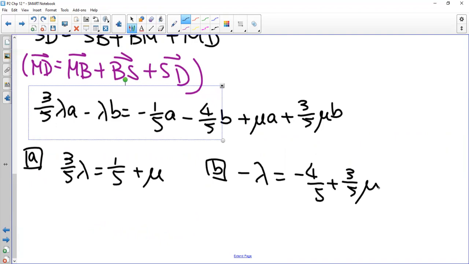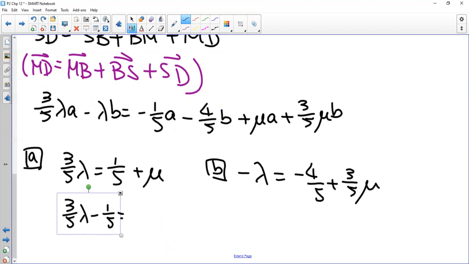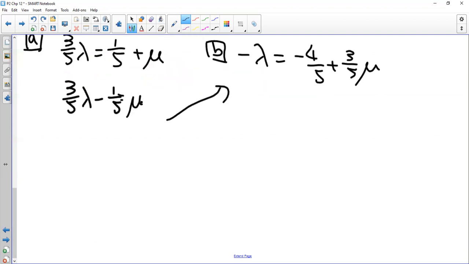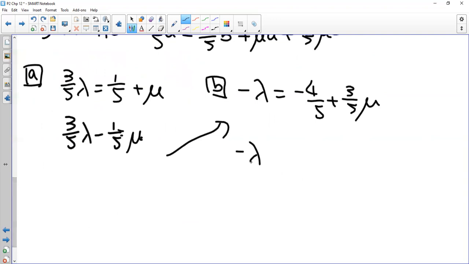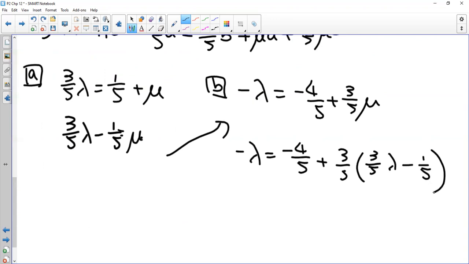Then this becomes a really simple simultaneous equation. You make one variable the subject and substitute into the other. So I'm not going to show you the steps in between. This is basically how I do it. If I make mu the subject, 3/5 of lambda minus a fifth equals mu. I can sub that into the other equation: minus lambda equals minus 4/5 plus 3/5 of 3/5 lambda minus a fifth.